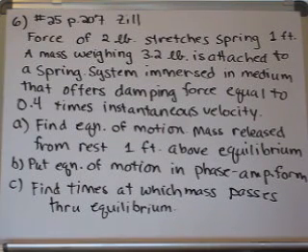Part A says find the equation of motion. The mass is released from rest 1 foot above equilibrium. Part B, put the equation of motion in phase-amplitude form. And part C, find the times at which the mass passes through equilibrium.